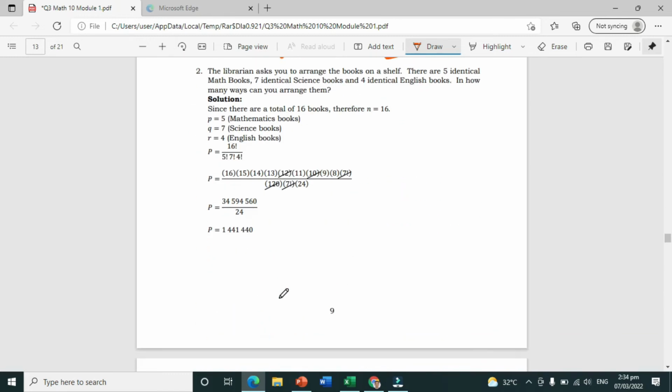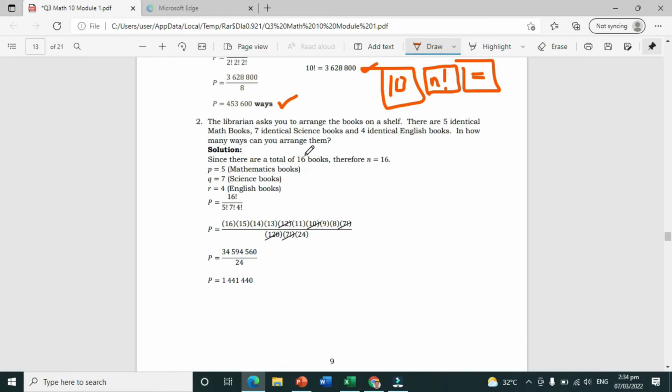Number 2. We're almost done. The librarian asks you to arrange the books on a shelf. There are 5 identical math books, 7 identical science books, and 4 identical English books. How many ways can you arrange them? So take note, identical means the same. So 5 math books that are the same, 7 science books that are the same, 4 English books that are the same.